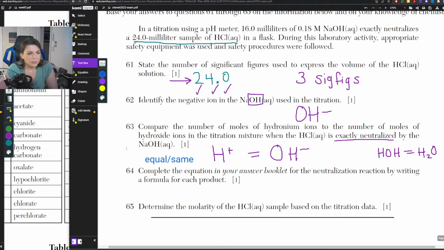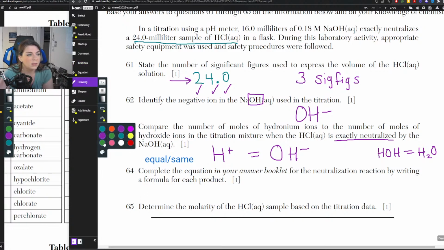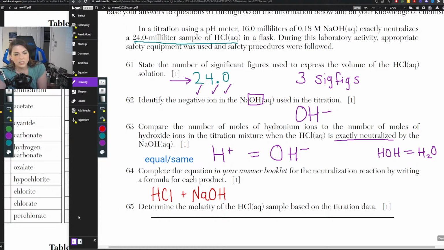Okay. Complete the equation in your answer booklet for the neutralization reaction by writing the formula for each product. So I don't have the answer booklet open. I know the link is in the description. I'm just going to pretend that I'm looking at it. So we know at this point that the order of the reactants doesn't matter, right? If the booklet has the sodium hydroxide first and the hydrochloric second, that's fine. It really does not matter.